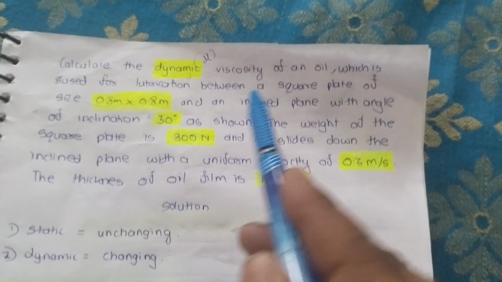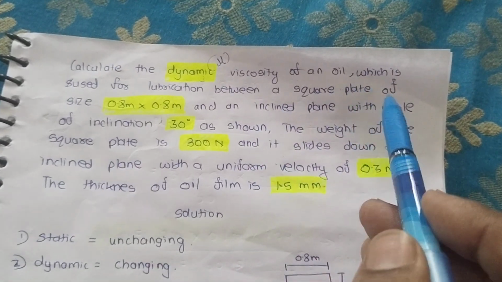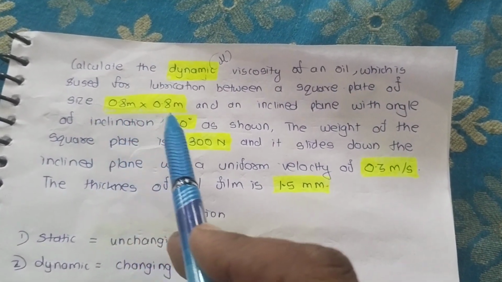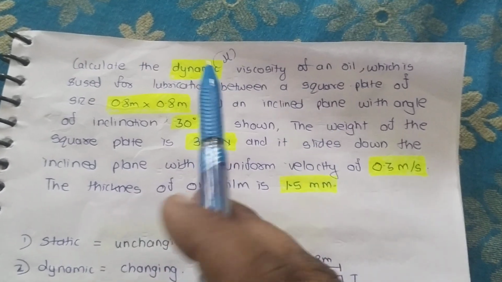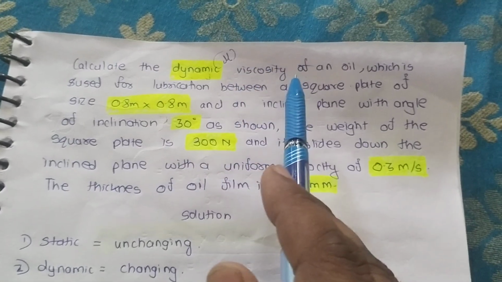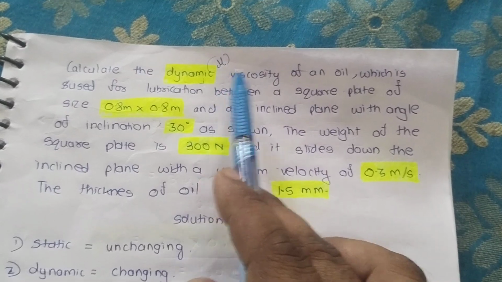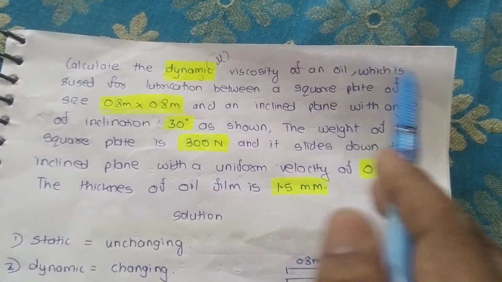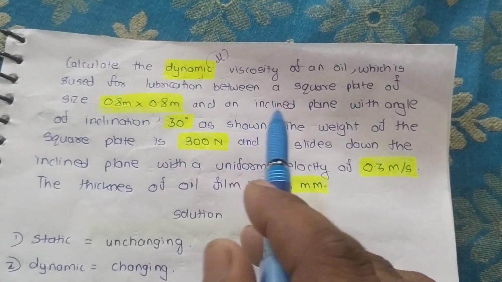Calculate the dynamic viscosity of an oil which is used for lubrication between a square plate of size 0.8 meter by 0.8 meter and an inclined plane. So we have to calculate the dynamic viscosity of an oil, which is denoted by mu. We have to find mu.